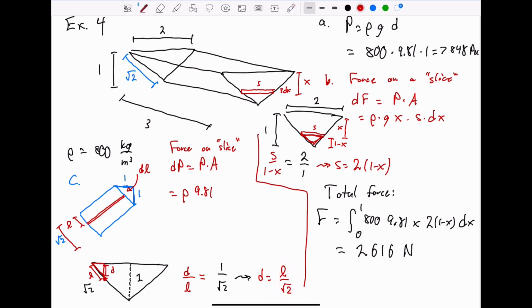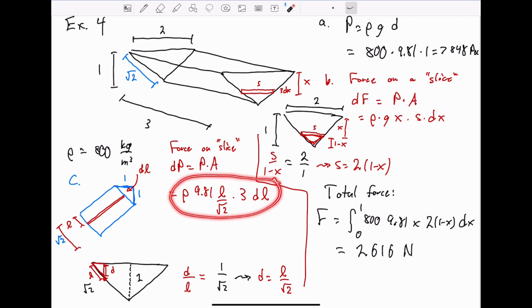So going back to our formula for pressure, we have density times gravity times the depth, which is L divided by the square root of 2. The area of this slice is the total length of the trough, which is simply 3. So we have a length of 3 times the width, which is dL. So we have 3 times dL for the area of this slice. This was fairly involved, but once we have an expression for the amount of force on one slice, we can simply integrate to find the total amount of force on one side of this trough.